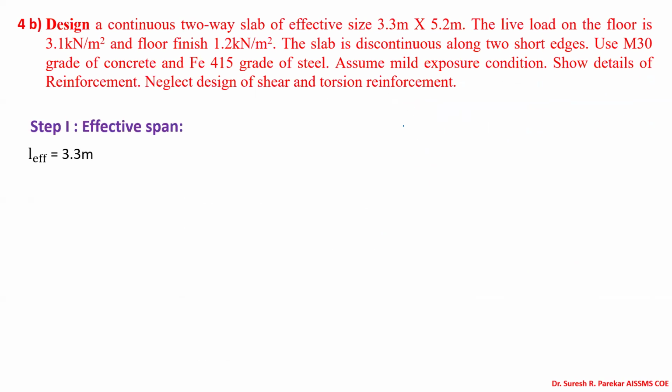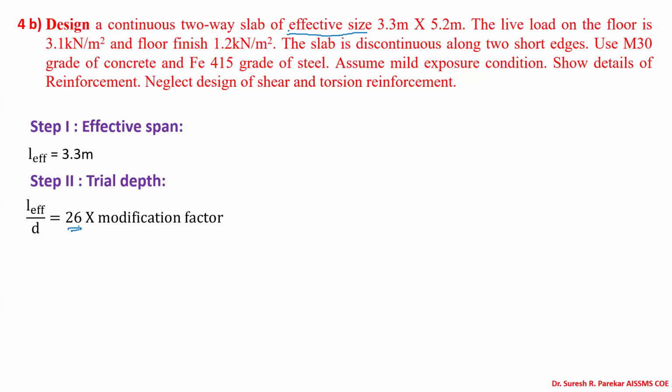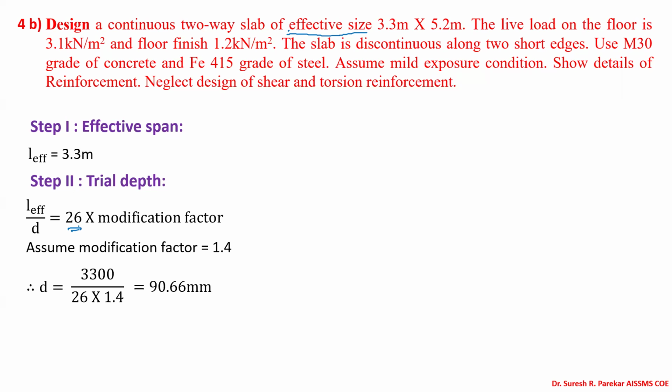So now L effective. Keep in mind, effective size is given, so we need not go for center to center and L clear span plus D. Directly L effective is given. Then we have trial depth. Now as it is continuous, we have to take value that is equal to 26. Then assume modification factor 1.4. Also the effective span mark distribution, I did not mention last time, so we have 1 mark for this.